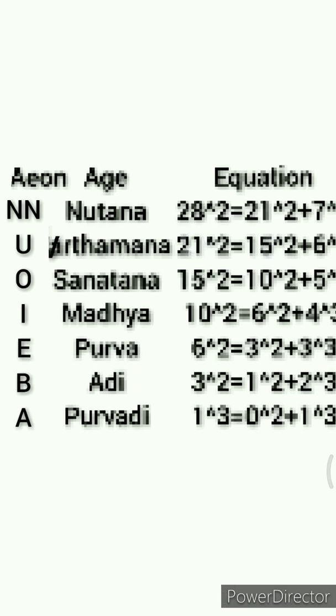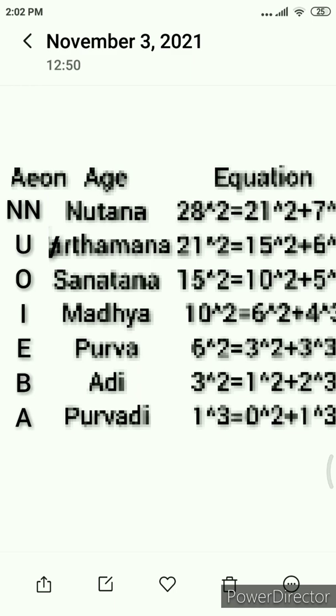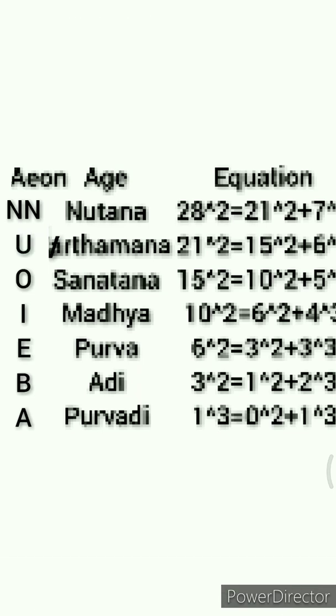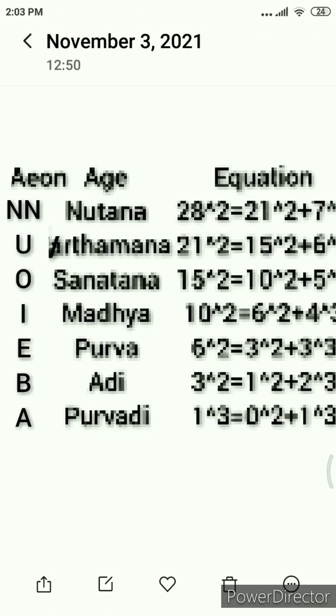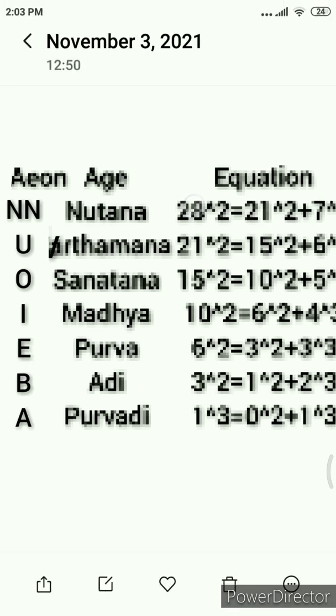After the energy of 21 squared is completely absorbed by the system, that is, the system evolves so much, then U will be replaced by T, letter T, which is the letter just before U. And then NN, of course, 28 squared. Unfortunately my knowledge ends here, and I cannot explain beyond this.